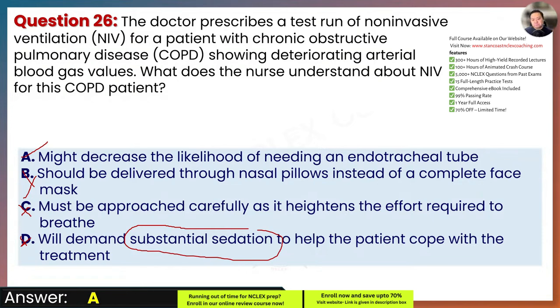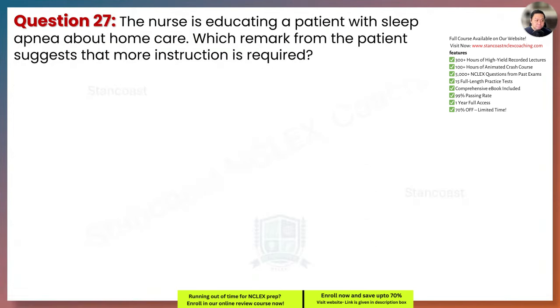And so when you're answering this type of question, you have to focus on understanding the mechanism of action and the treatment in the question, right? With NIV and COPD, the key point is that it supports breathing and reduces the work of the lungs, which can help prevent the need for intubation. 27, almost there.